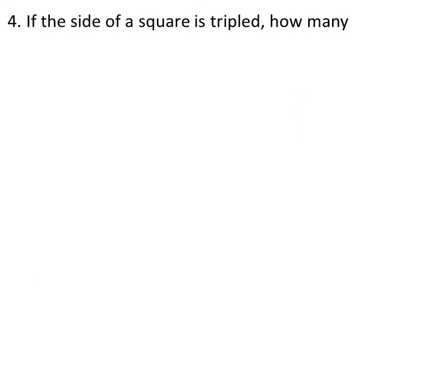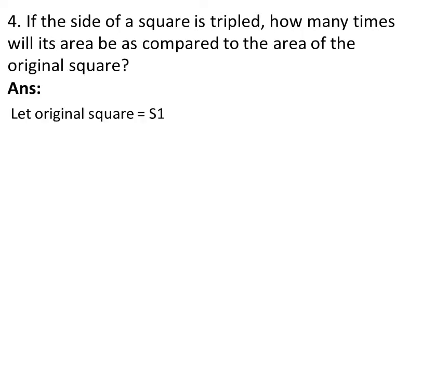The fourth sum. If the side of a square is tripled, how many times will its area be as compared to the area of the original square? So here, what is the diagram? It's a square, okay? And there are two squares to be considered. The first where the side is given, and then the second one where the side of the square is tripled, okay? So let's start. What we'll write is, so here you have two squares.